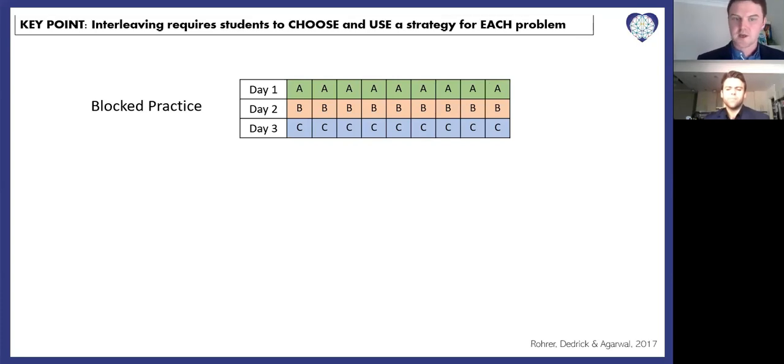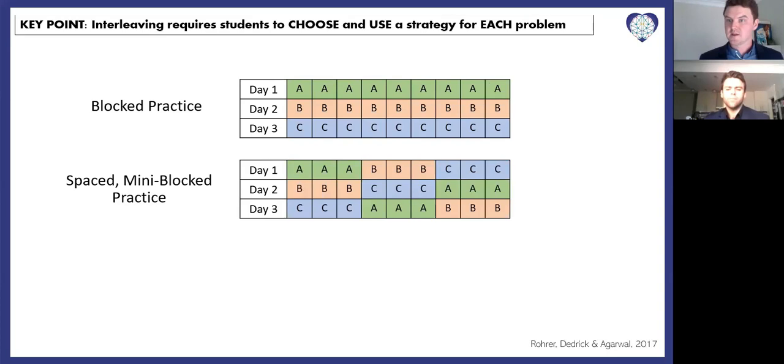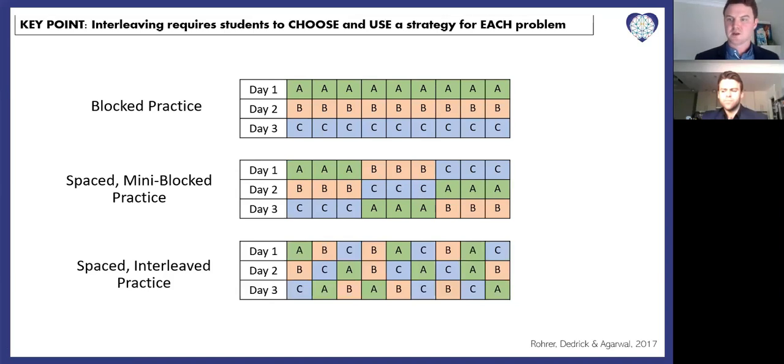So what we often do, and what probably occurs in daily review if we think about it, is this spaced mini blocked practice. This is spaced practice, and you can see that because each topic is spread over 3 days, but it's not actually interleaved practice because students are not required to choose and use a strategy for each problem. So this would be an example of interleaved practice.